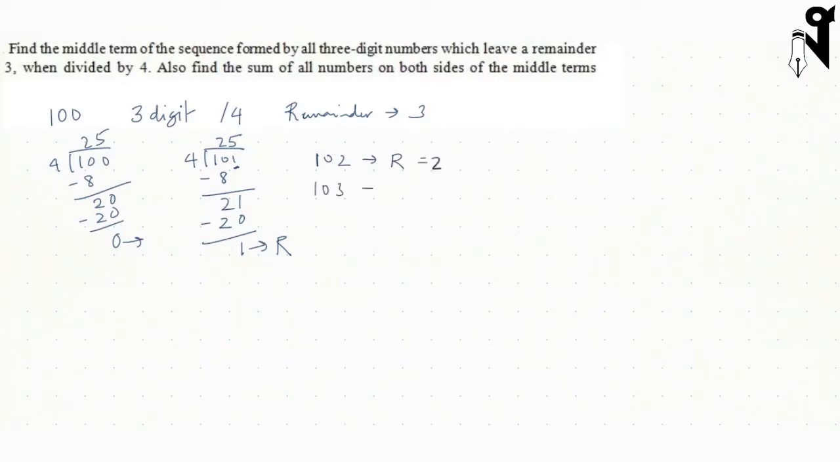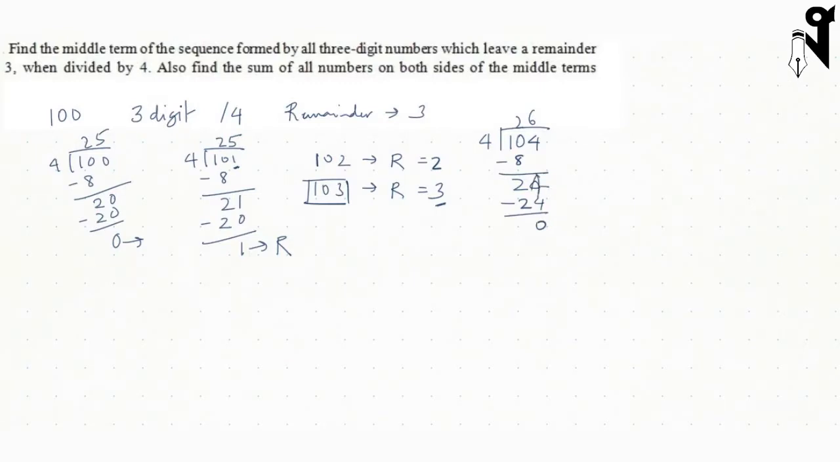103 will give remainder 3. So the first three-digit number which gives us a remainder of 3 when divided by 4 is 103. Okay. What will be the next number? Now if I take the next number which gives me a remainder of 3, going in sequence, the next number is 104. Dividing this by 4, again I have 8, 2, minus 24, 24, 6, 0. So again I got a remainder of 0.